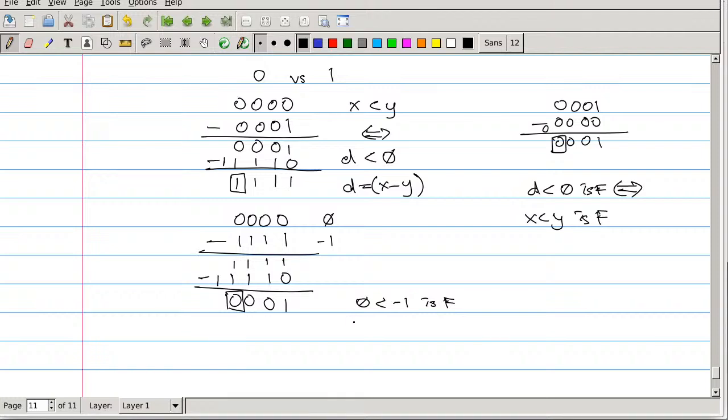0 is negative 1 is false. But that's also why the sign bit of the difference is a 0, because we are saying that d is less than 0 is false, x is less than y is false. Is that working for you guys? Can everybody see how, even though 1, 1, 1, 1 now is representing a different value, we can still use binary subtraction to help us know whether x is less than y? But this time we just pay attention to the sign bit of the difference instead of the overall borrow bit.